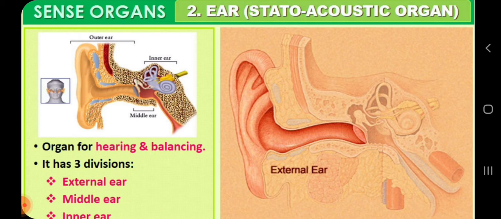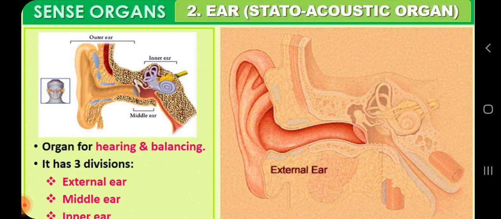What are those two sensory functions? The first one is hearing, and the second one is the maintenance of body balance. How hearing works, you are knowing about it, how the ear helps in the functioning of hearing. But how the maintenance of body balance is possible, you will come to know when you study the internal parts of the ear.